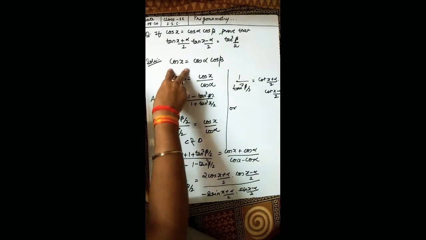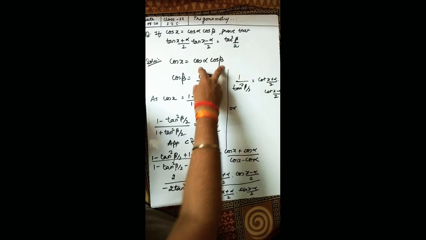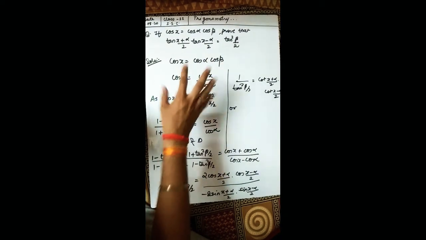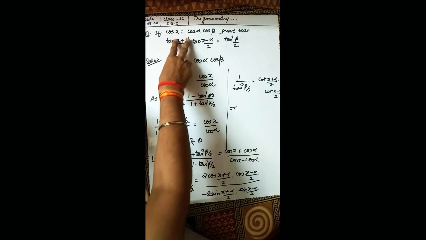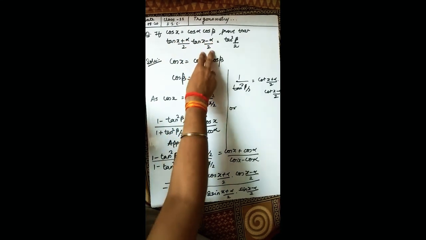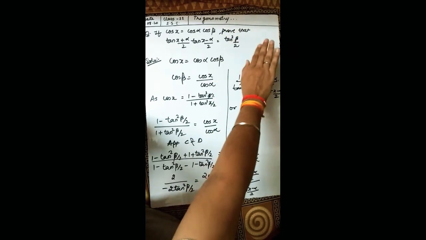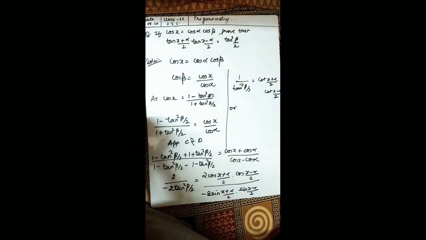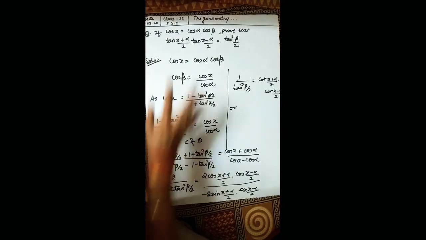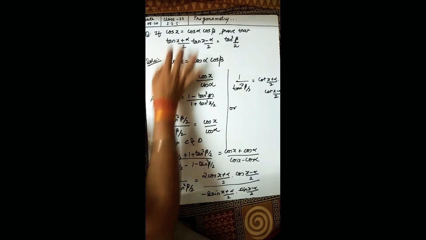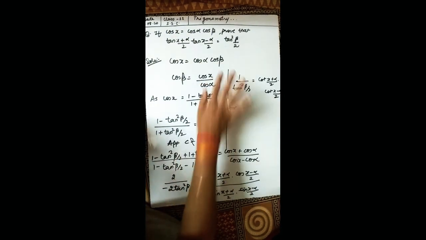You are given cos x is equal to cos alpha cos beta and you have to prove this thing. If you see the proof, your proof says that tan((x+alpha)/2) tan((x-alpha)/2) equals tan square beta by 2. See, the beta is on one side and x and alpha are on one side. So what does this show? That with the given part we take cos alpha on one side and cos x and cos alpha on the other side.